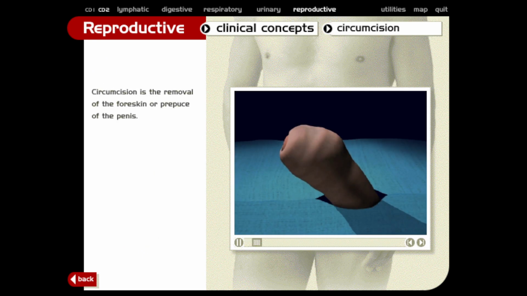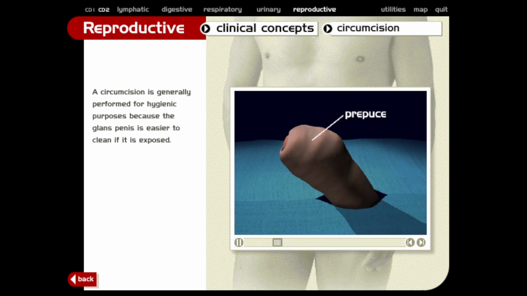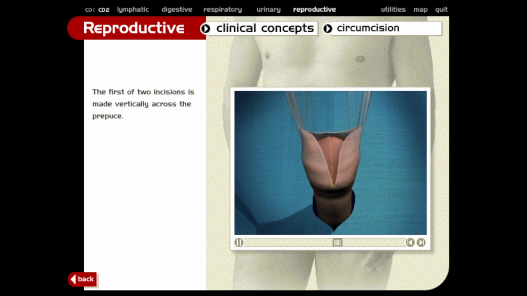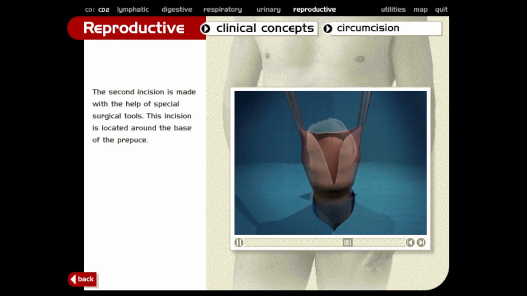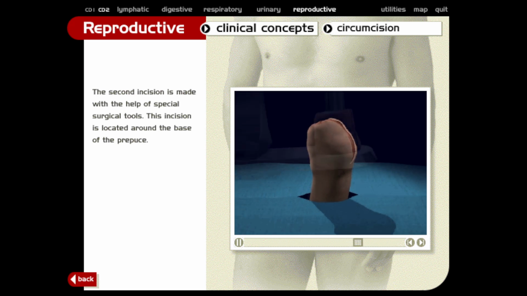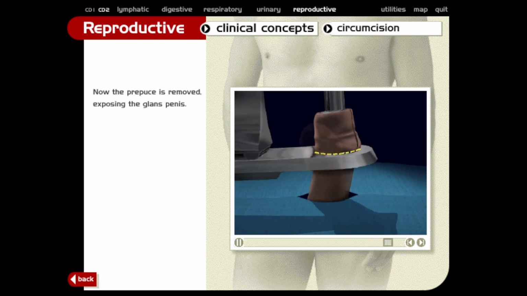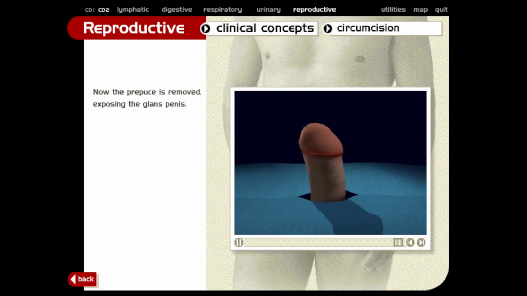Circumcision is the removal of the foreskin or prepuce of the penis. A circumcision is generally performed for hygienic purposes because the glans penis is easier to clean if it is exposed. The first of two incisions is made vertically across the prepuce. The second incision is made with the help of special surgical tools. This incision is located around the base of the prepuce. Now the prepuce is removed, exposing the glans penis.